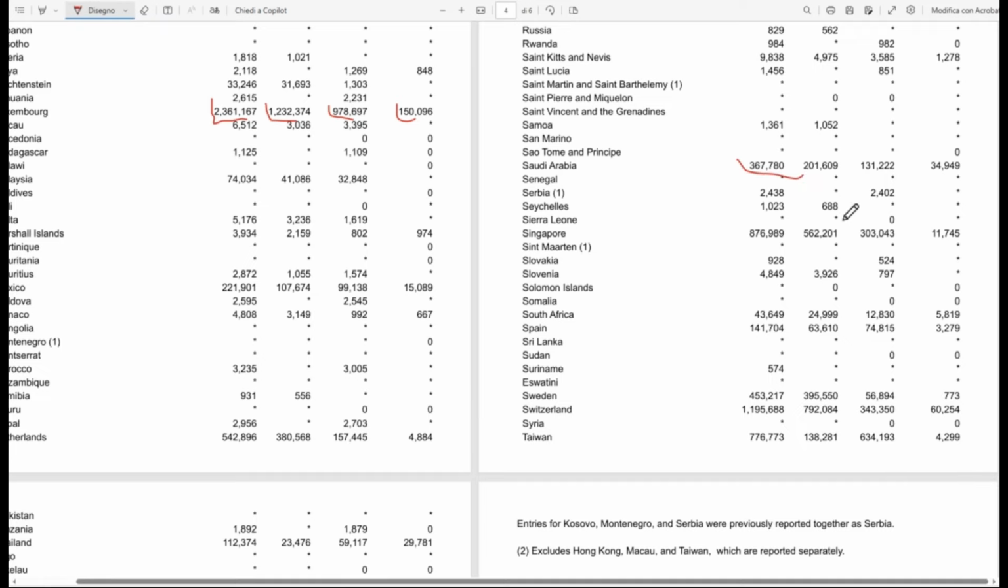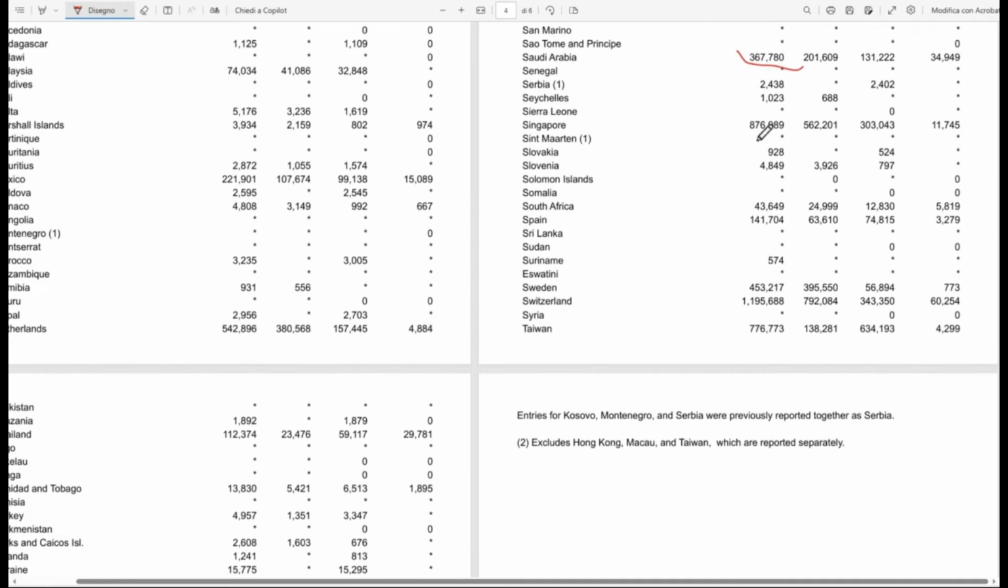Saudi Arabia, 367 billion between stocks and bonds. Singapore, 876 billion. So these are in Switzerland. There is 1.2 trillion dollars with 792 billion only in stocks. And we know that the Swiss National Bank, the Central Bank of Switzerland, has stocks on its balance sheet. They buy stocks, which is ridiculous. So between Norway and Switzerland, they are tying taxpayer money to a Ponzi scheme of the stock market, which is reckless. And nobody says anything. In Taiwan, 776 billions.